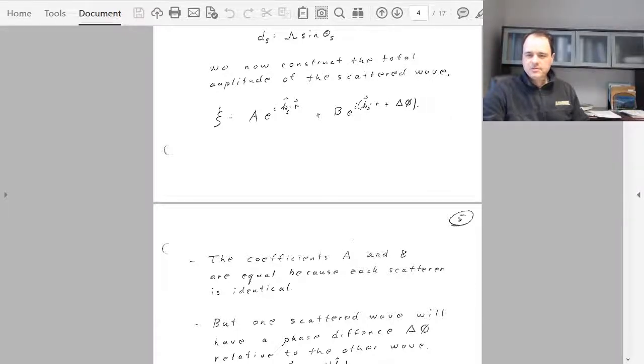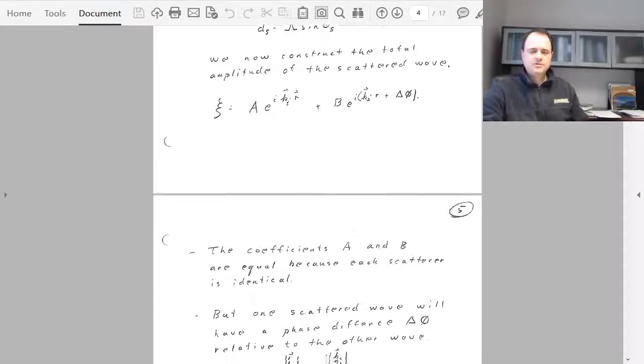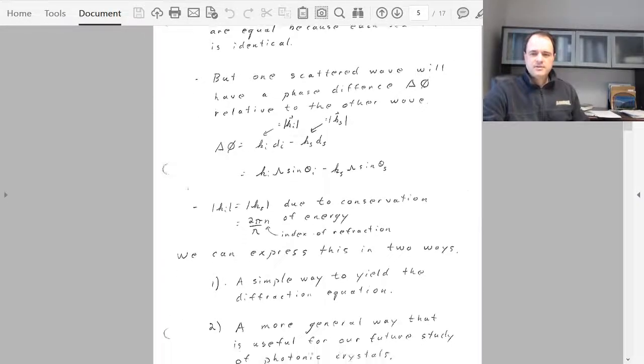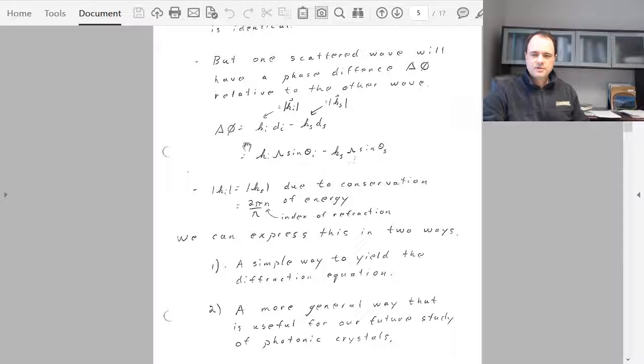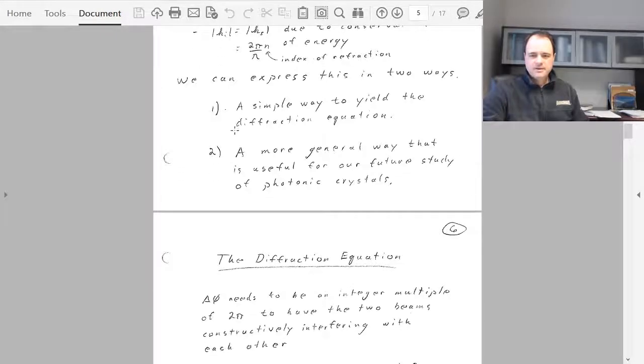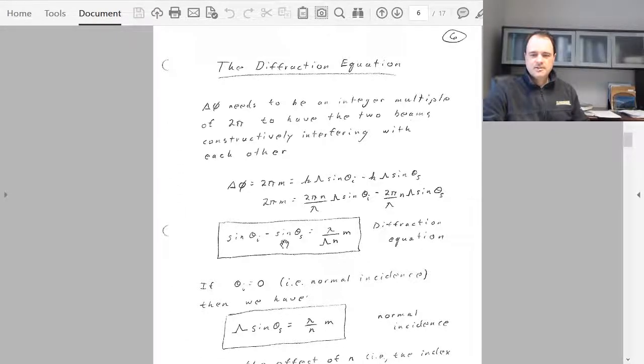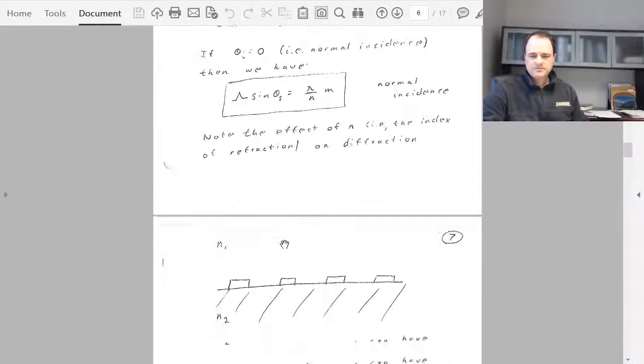you would have the plus c e to the i ks dot r plus a delta phi, but that would be 2 delta phi relative to this, because you would have no delta phi, 1 delta phi, 2 delta phis, 3 delta phis, and so forth for each subsequent scatterer. But then you'll see that you always get this relation for the delta phi, regardless if you look at 2, 3, 4, or a million scatterers. All right. So you get this whether you have 2 scatterers or an infinite number of scatterers.